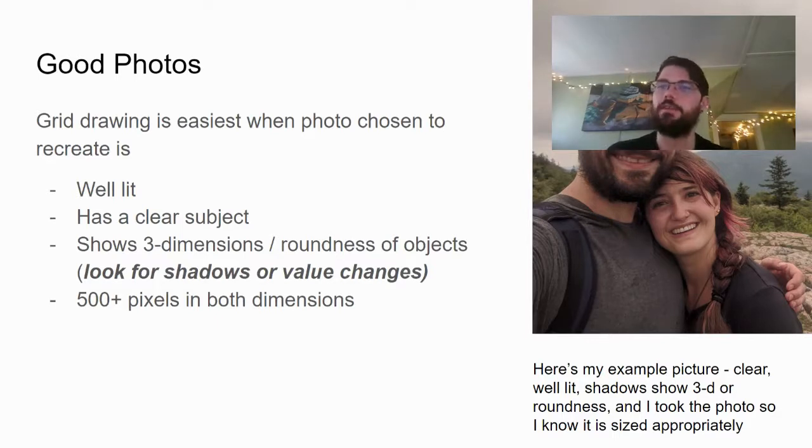And you can see here the photo that I'm using for my example grid drawing. You can notice that there are some shadows, there are highlights, there's a range of values, and the subjects are very close to the viewer. Now, in general, we also want our photos to be at least 500 pixels in both dimensions. I chose this photo and I took it myself with my cell phone. When you take a photo with your cell phone, it's going to be at least 500 pixels in both dimensions. So if you took your own photo, you don't really have to worry about that, but we'll talk a little more about what that means later on.